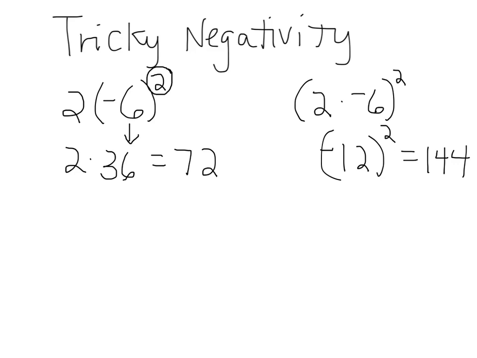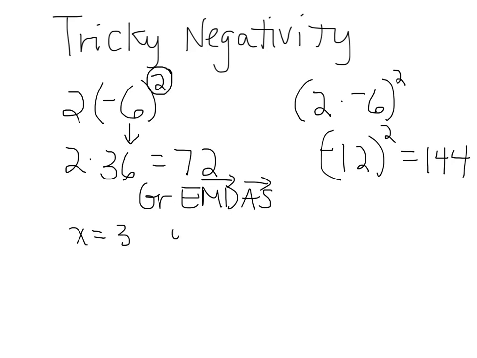We always need to remember to follow Graham-Doss, and we need to keep our rules for these exponents in place as well. So let's say that x equals 3 and y equals negative 2.